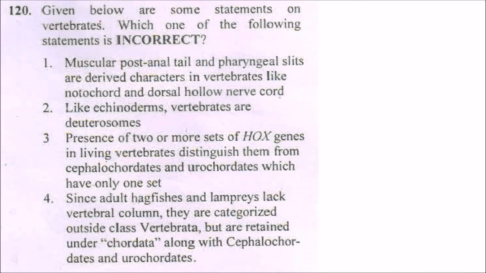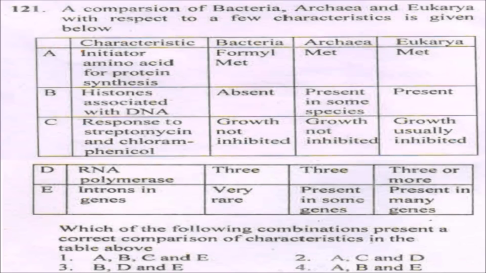Next question. Given below are some of the statements on vertebrates. Which one of the following statements is incorrect? The first statement is: muscular post-anal tail and pharyngeal slits are derived characters in vertebrates, like the notochord and dorsal hollow nerve cord. These are not derived characters, rather these are shared characters. So the statement is wrong here. We have to find only one wrong statement, so I am not going to read further. The only wrong statement is number 1.